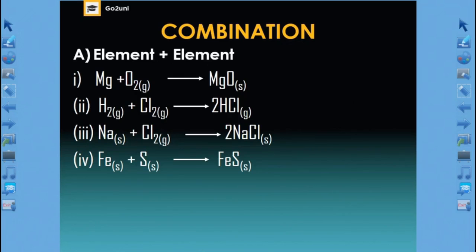Hydrogen can also go into reaction with chlorine to give hydrogen chloride. Sodium coming together with chlorine to give sodium chloride. And iron will react with sulfur to give iron 2 sulfide. So these are examples of combination reaction.